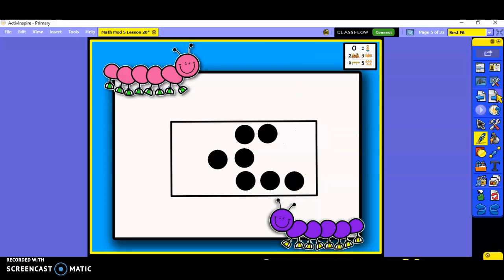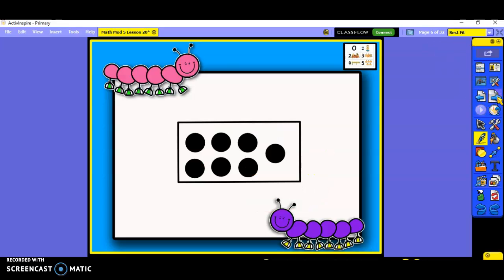Very good. Now, I want you to think about how you see 7 this time. Who sees 7 in 2 different parts? Okay, very good. This is how Miss Nakian sees 7. In this picture of dots, I see 7 as 4 and 3. 4 and 3 makes 7. Let's look at our next dot card.